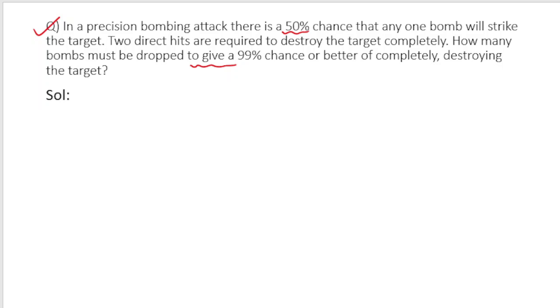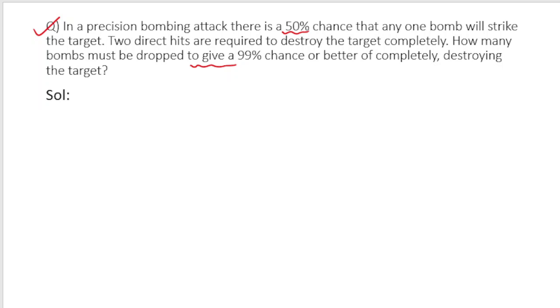Ladies and gentlemen, first of all, I hope you are smart enough to understand that if you want to kill someone, and to kill someone you have to hit two bullets, when I am reading the problem, I am recalling the scene of Gangs of Wasseypur. I am not sure whether you have watched it or not. You can put it in the comment section also.